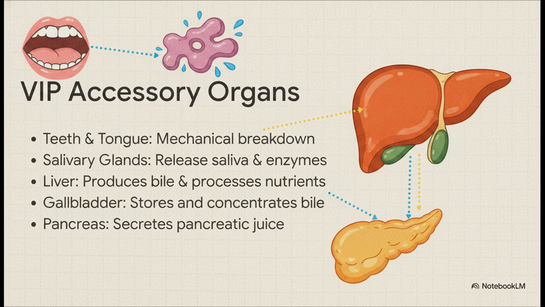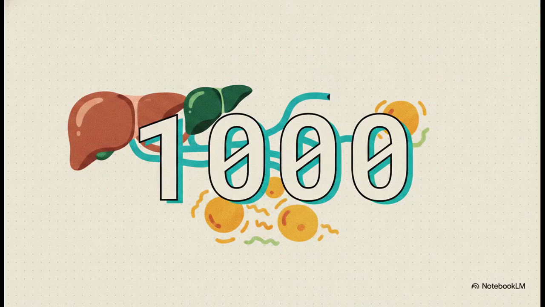Further down, we've got the massive liver, which produces bile and processes nutrients, the gallbladder storing and concentrating that bile, and the pancreas, which secretes super powerful pancreatic juice. I really want to punch this specific high-yield exam number into your brain. 1,000. 1,000 milliliters. The liver produces up to 1,000 milliliters of bile every single day.